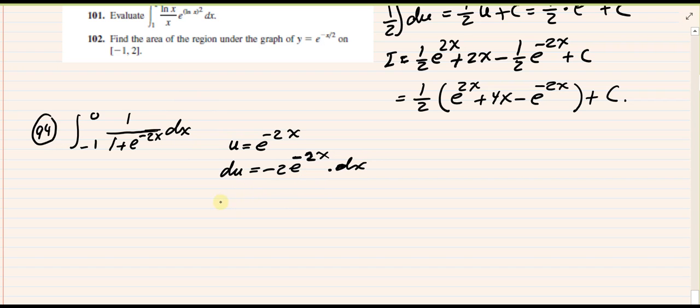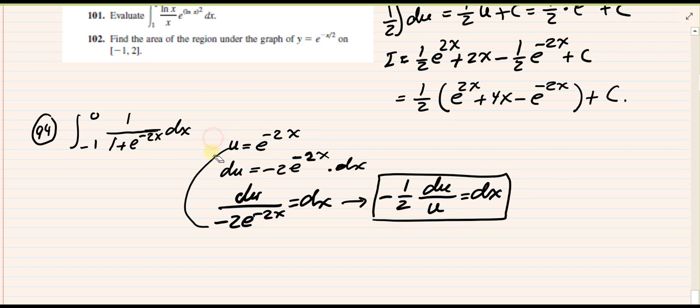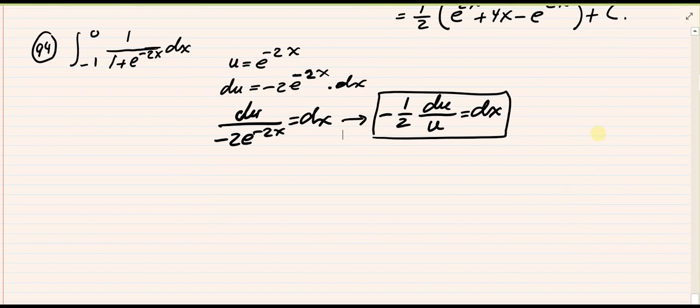So what I'm going to do is divide both sides by negative 2e to negative 2x, and that's what dx is. And then if I replace e to negative 2x with the u substitution that we made, this becomes negative 1/2 du over u, and that's what dx is. Please note, dx doesn't equal du, so it's not like you just always make dx equal du. dx is whatever the other side turns out to be.